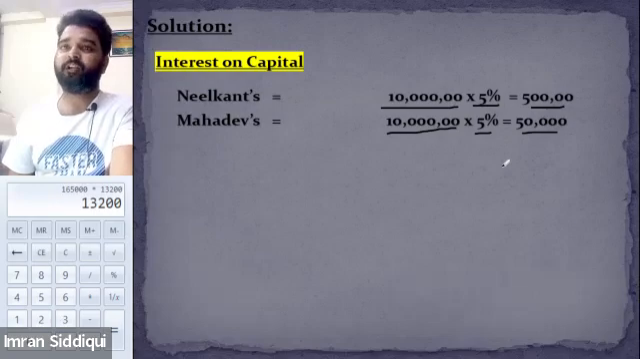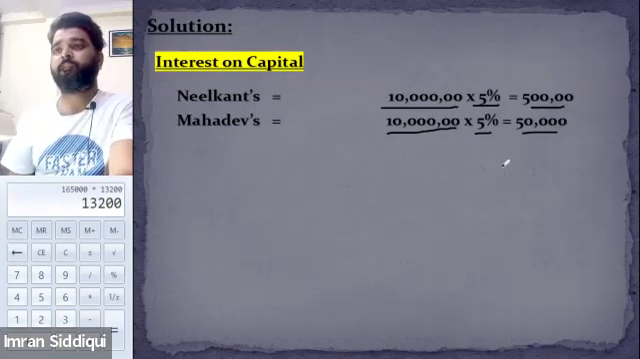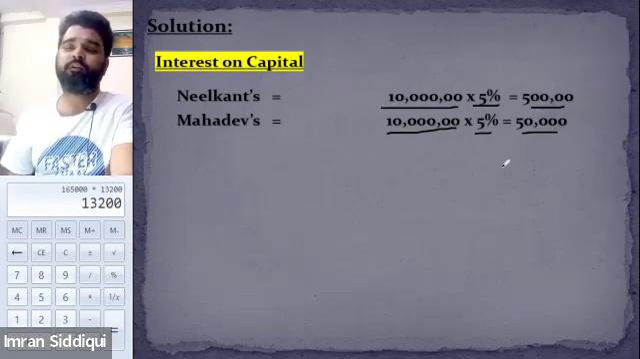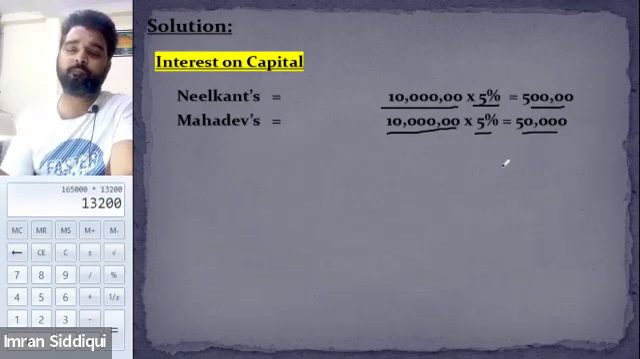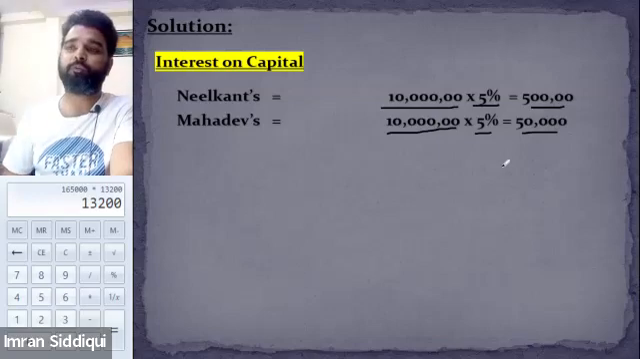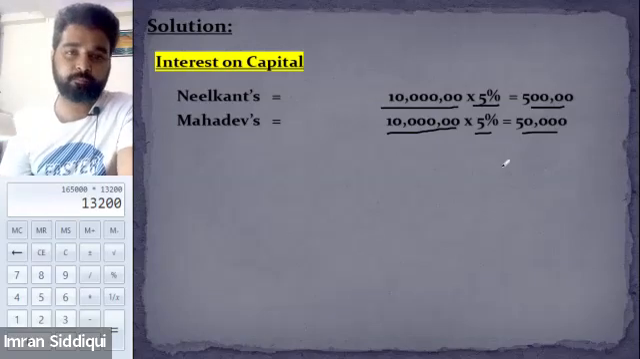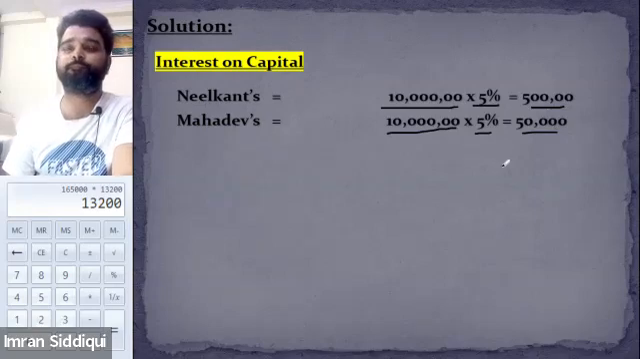Now pass the general entry for this question. You will have to pass the general entries as well. So the general entry will remain the same, obviously. We'll first write interest on capital account debit to partners' capital accounts. That means interest on capital account debit to Neelkanth's capital account and Mahadev's capital account. And then for transferring the interest on capital to the P&L appropriation, the general entry will be P&L appropriation account debit to interest on capital account.